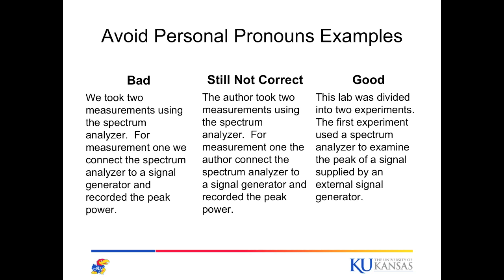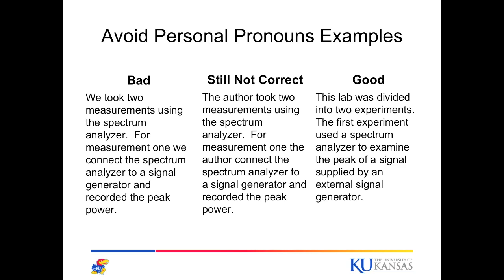Lab 2 rolls around and they go, okay, I'll get clever. Anytime I have written we, I will just replace that with the author. And you'll get a paragraph that looks something like this: the author took 2 measurements using the spectrum analyzer. For measurement 1, the author connected the spectrum analyzer to a signal generator and recorded the peak power. Okay, that's still not correct. Yes, changing we to the author is moving closer to a third-person passive voice, but it's still a narrative of what the unnamed author did, and that's still not right.